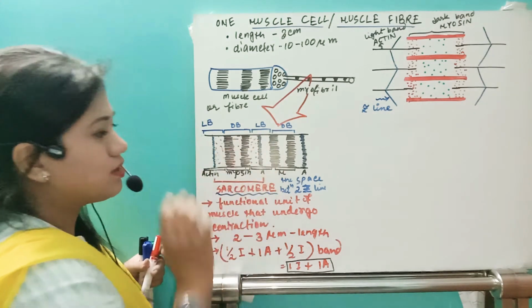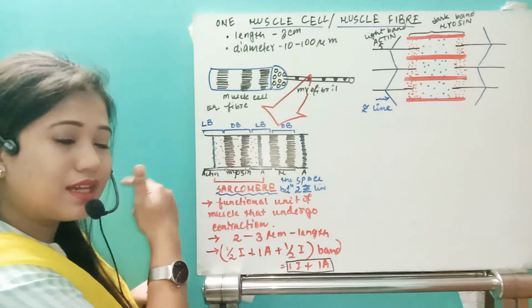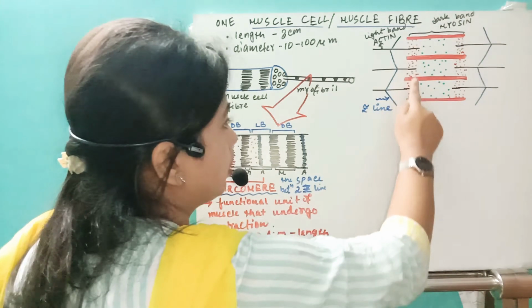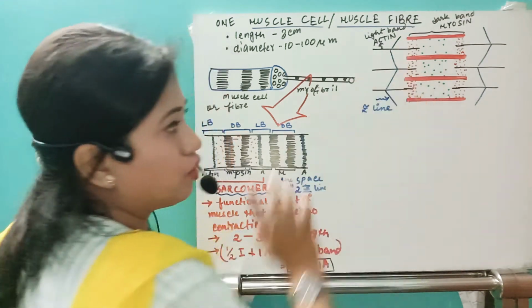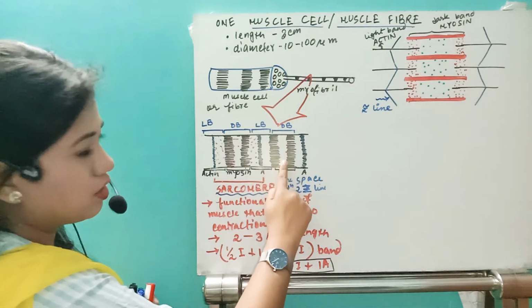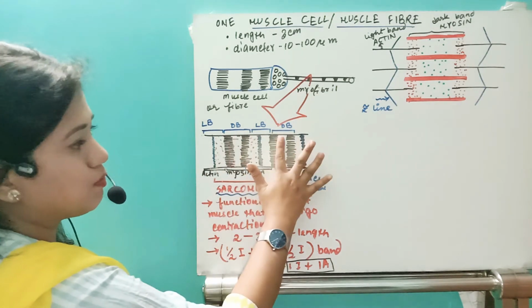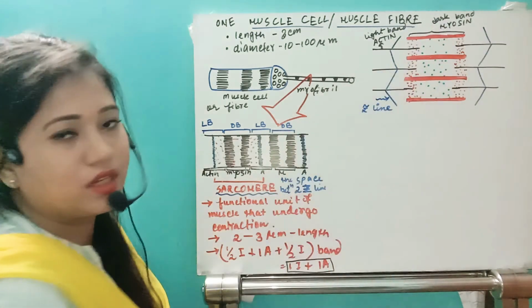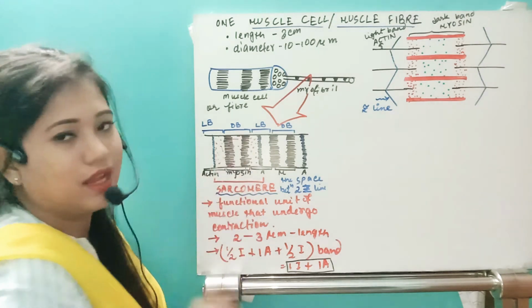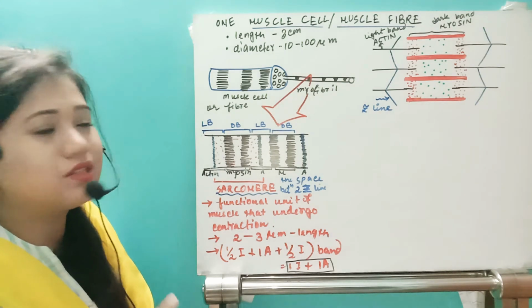In the middle we have once again a light part, right? Wherever we have overlapped actin and myosin, it appears more dark, in this region it appears more dark, right? And in this part and this part, we can see only myosin, right? So as only myosin is present, it appears a little light. Got it? Understand? Okay, so this is the structure.